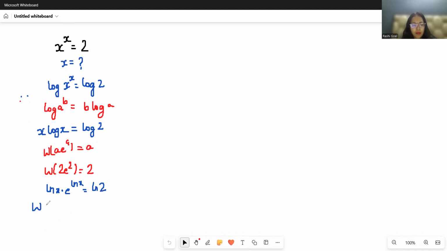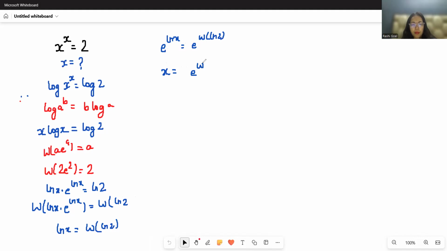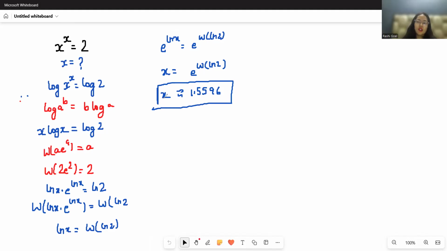So if I take the Lambert W function, W of log x times e power log x equal W of log 2. So this part becomes log x only equal W of log 2. So if I take the exponential function, e power log x equal e power W of log 2 and this becomes x only. So it is equal to e power W of log 2, which is approximately equal to 1.5596. So 1.5596 power 1.5596 is equal to 2.